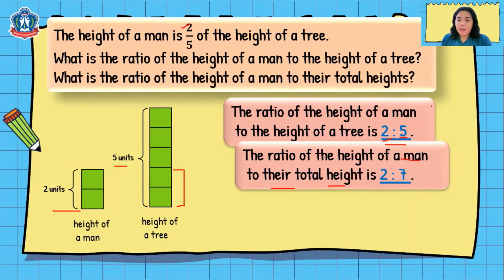So, the ratio of the height of a man to their total height is 2 to 7. The ratio of the height of a man to the height of a tree is 2 to 5. The ratio of the height of a tree to the height of a man, that is 5 to 2. This is the proportion of the height of a tree to the man.